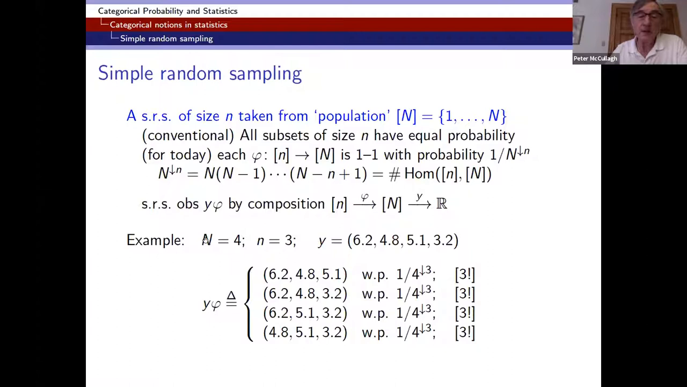Right, so just as an example here, taking capital N equal to 4 and little n equal to 3, there are four factorial maps, and the composition of Y with the simple random sample will be some permutation of this with probability 1 over 24. Now this is the one that has a 3.2 missing, and then some permutation of this with 5.1 missing, and some permutation of this vector with 4.8 missing, and some permutation of the remaining three with the first one missing. So this expression as a random variable is equal in distribution to this probability distribution.